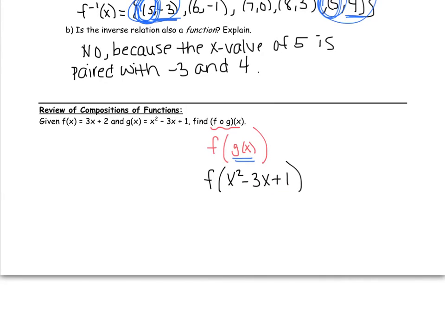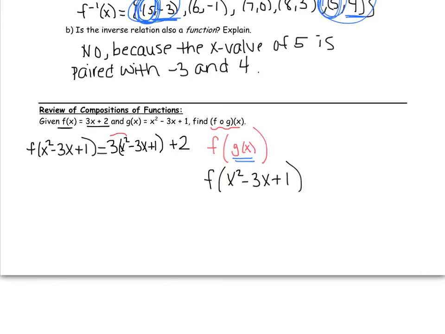So if this is your f of x function here, and I want to find f of x squared minus 3x plus 1, wherever I see this x here, I'm going to put in this x. So I'm going to substitute it here for this. So it's 3 times something plus 2. That's where I got this from. So that something is going to be x squared minus 3x plus 1.